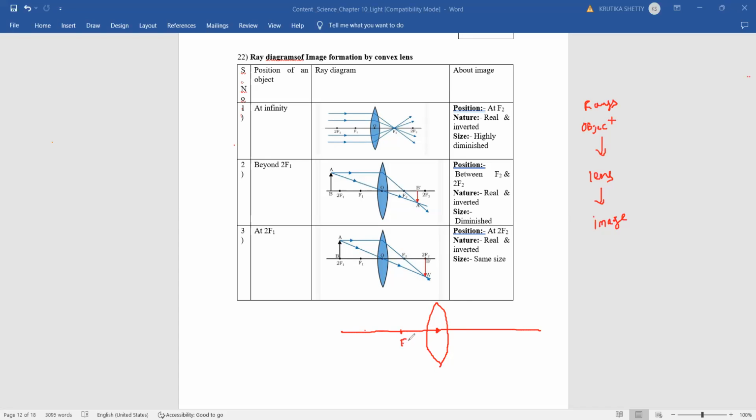Sir, will these diagrams come for the exam? Sometimes they occur. In the question they will give you the position of the object, and based on that you need to draw the diagram. You need to discuss the position, nature, and size of the image. So these diagrams are very important.